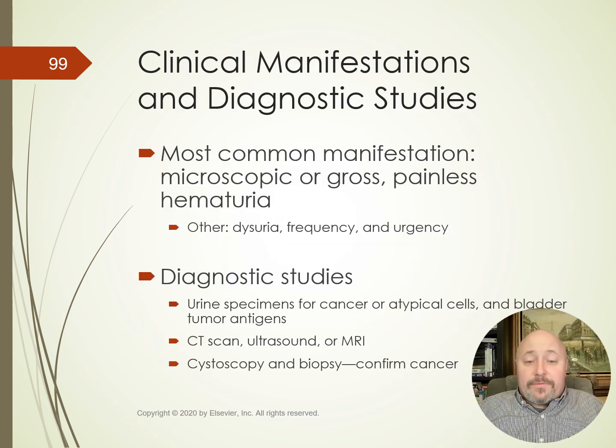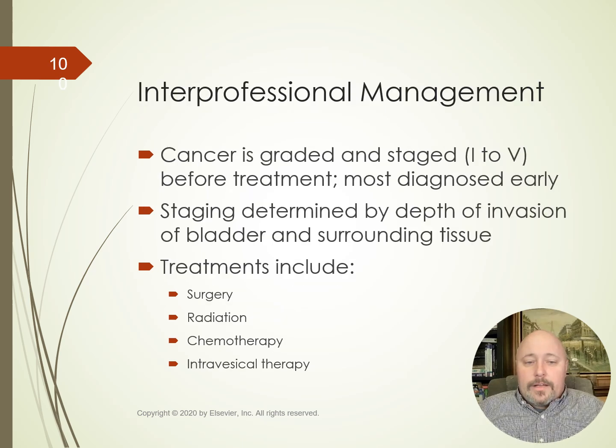The most common manifestations are microscopic or gross painless hematuria, with dysuria, frequency, and urgency also being other symptoms. For diagnostic studies, we'd include urine specimens for cancer or atypical cells, as well as CT scans, ultrasounds, or MRIs to get a visual on it. The cancer is graded in stage from 1 to 5 before treatment, with most diagnosed early.